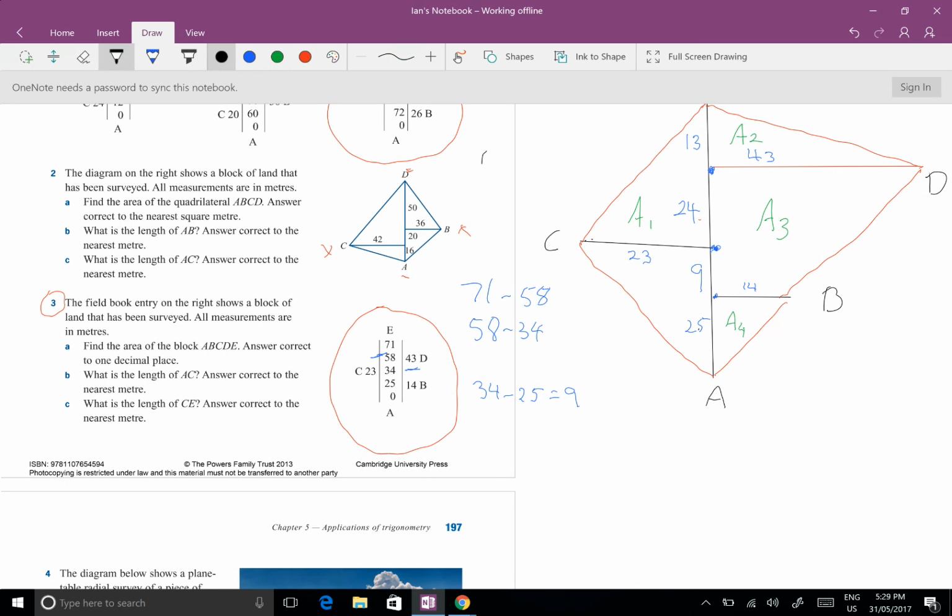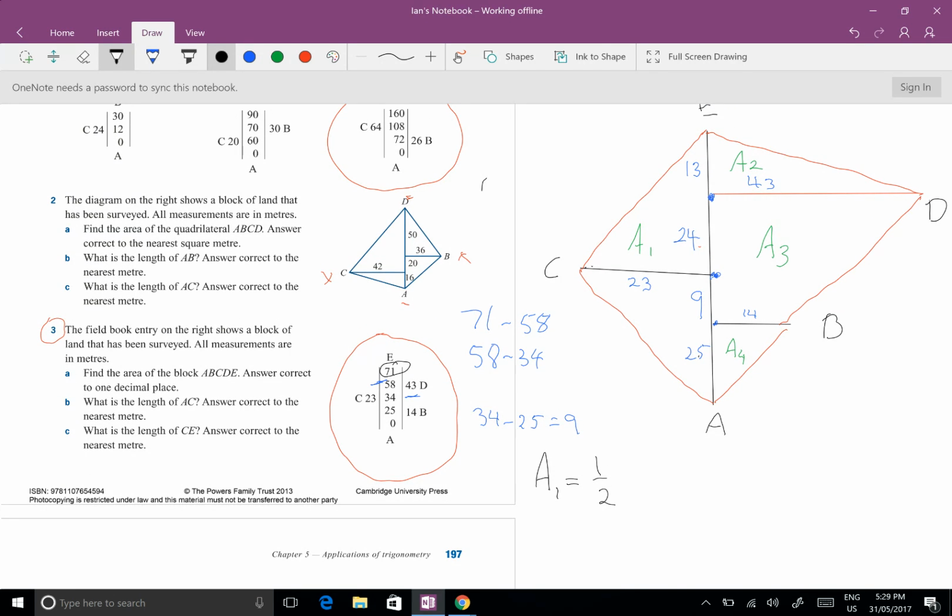So the first one, area 1, that's one big triangle. So it's a half. Now the base is all the way from A to E, and I already know that. That's 71. So it's a half times 71 times the height, and the height is here on that offset bit. That's 23. So a half times 71 times 23. And if I go into that, I get 816.5 meters squared.